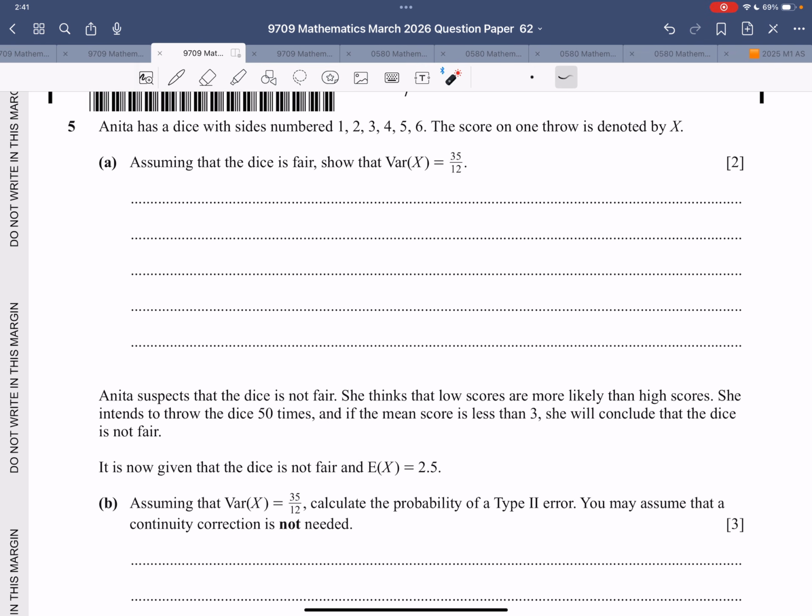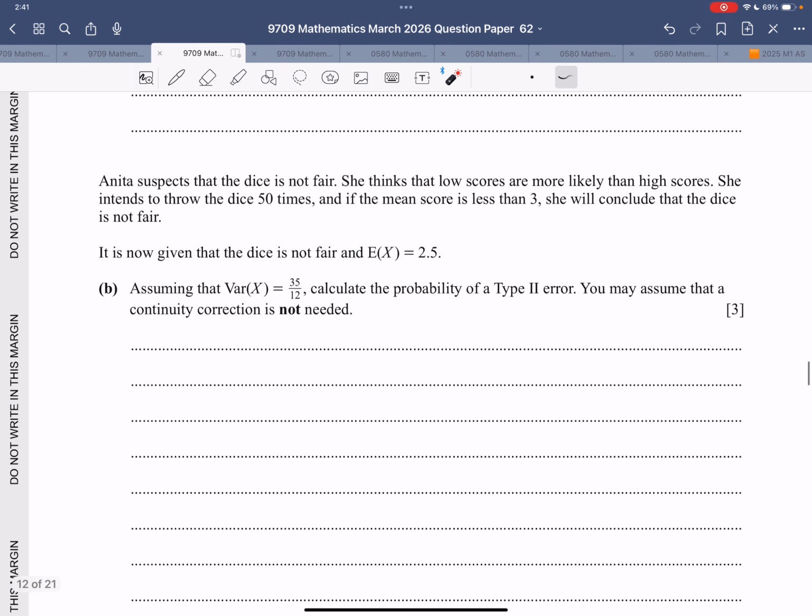Question number 5. It says Anita has a dice with sides numbered 1, 2, 3, 4, 5, 6. The score on one throw is denoted by X. Assuming that the dice is fair, that means all the probabilities are equal, show that variance of X is 35 over 12. So now X is the score on one throw. Then it says Anita suspects.